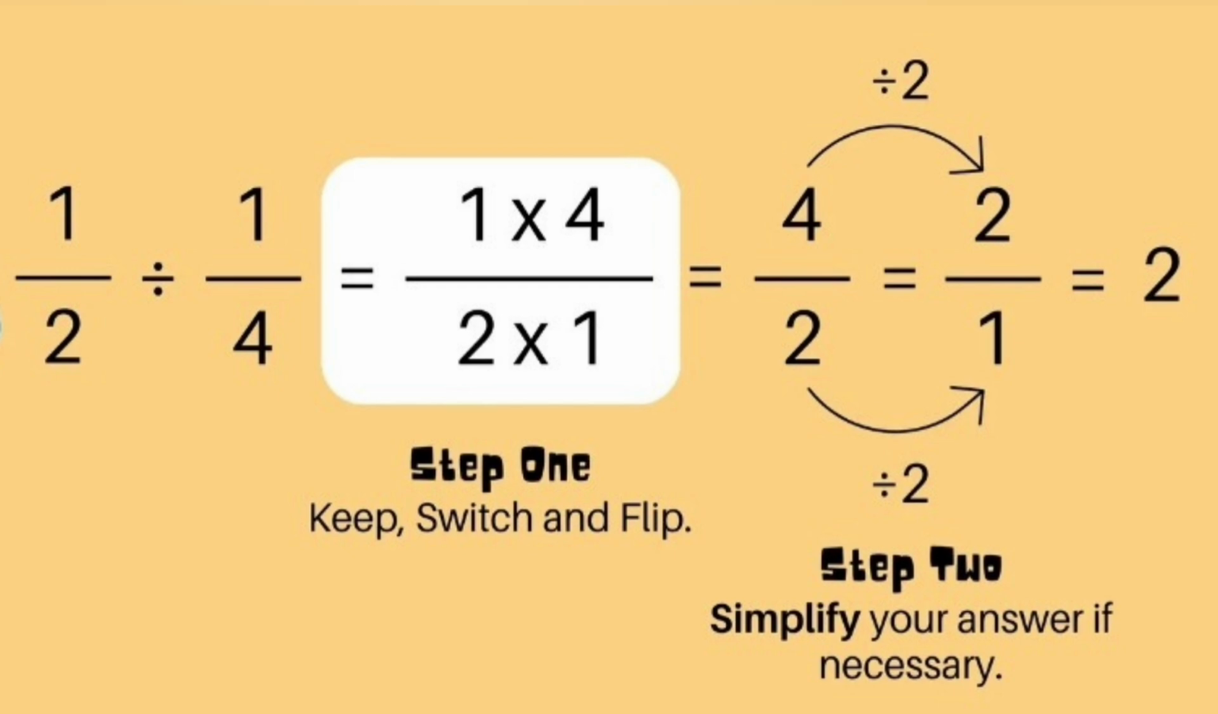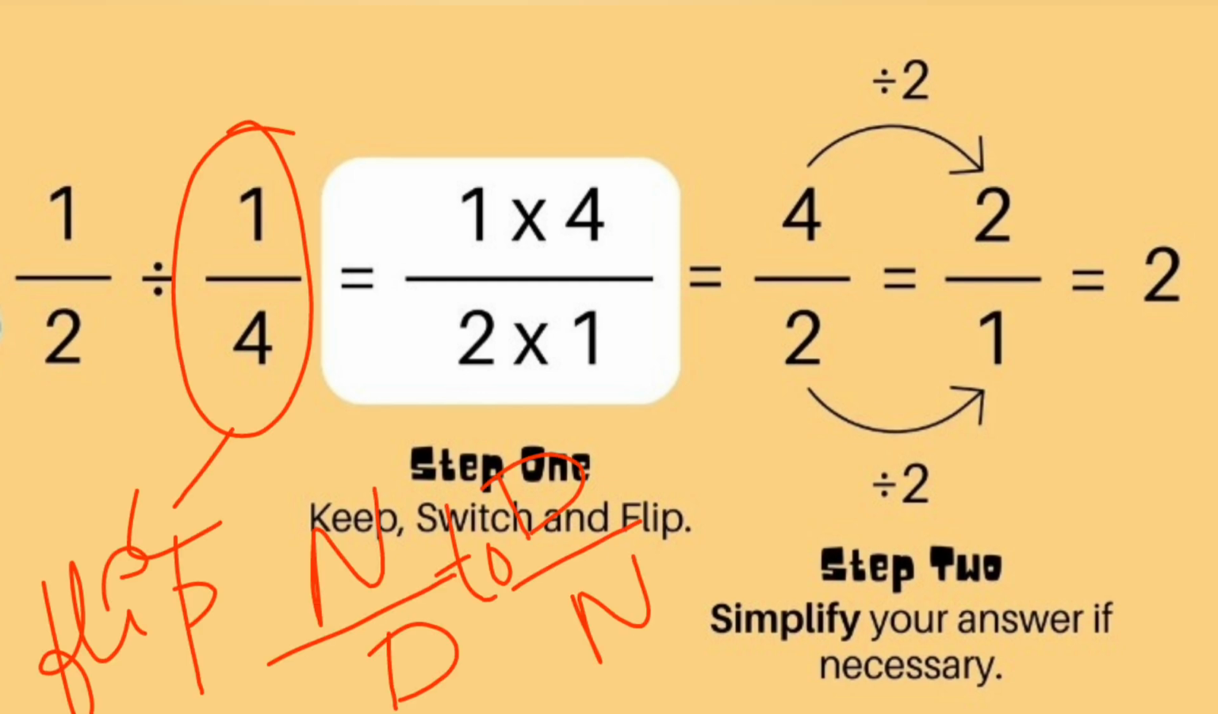Here in the first step, you have to keep, switch and flip. It's very easy. First part you have to keep as it is. 1 by 2 you have to keep as it is, which is divided by 1 by 4. Here the second part is flipped. It is reciprocal. That is, the denominator comes up and the numerator comes down. Denominator comes to the numerator place and numerator comes to the denominator place.